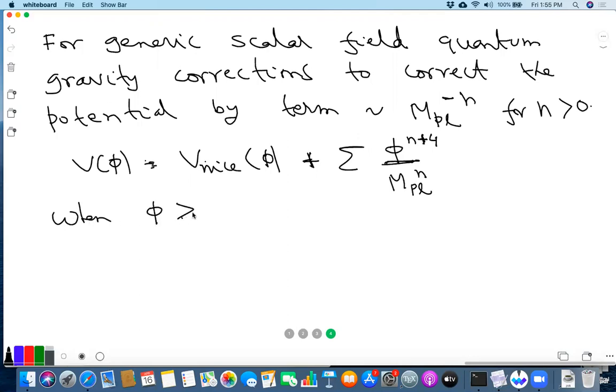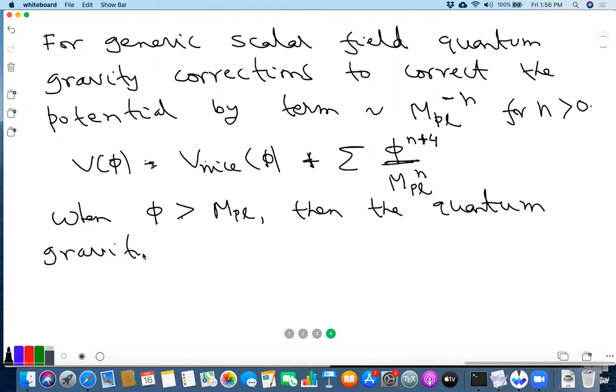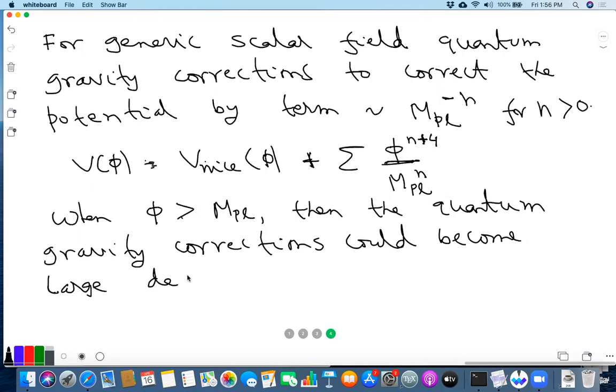But you see that what this is saying is that when phi becomes larger than m Planck, then the quantum gravity corrections become large. So even if you start with a flat potential, the quantum gravity corrections will make it non-flat at a scale of order m Planck and higher. Would become large, destroying flatness.